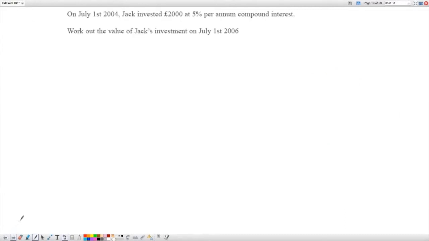On July the 1st, 2004, Jack invested £2,000 at 5% per annum compound interest. We need to work out the value of Jack's investment 2 years later. The number of years, 2, 2004 to 2006. It's a percentage increase. So actually we've got 100% plus our 5%, 105%. We want that as a multiplier, so 1.05.